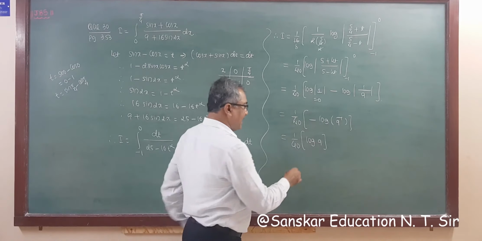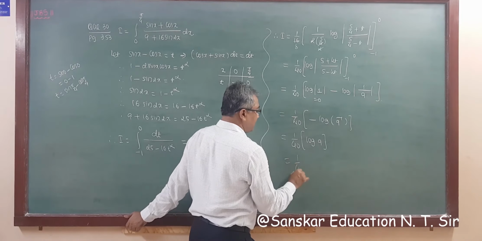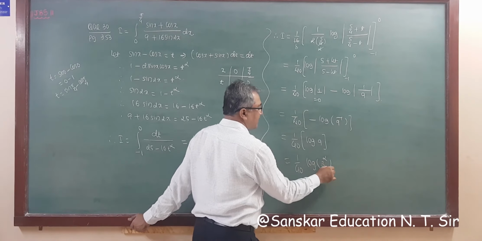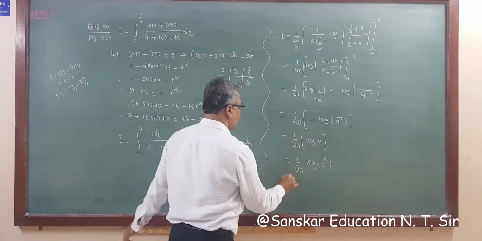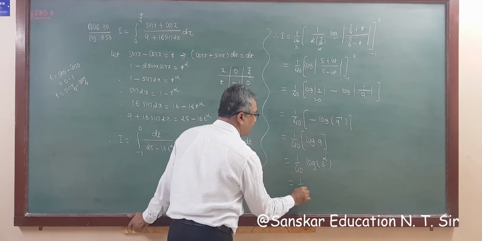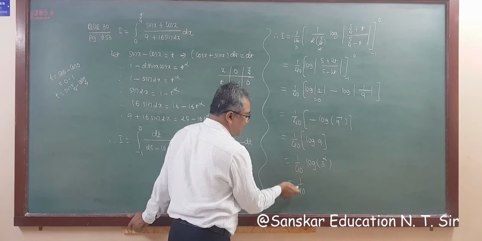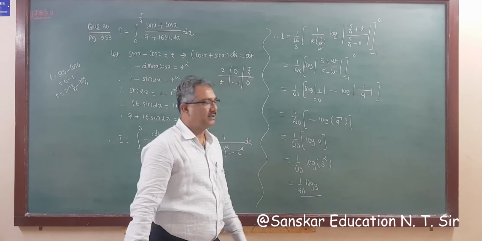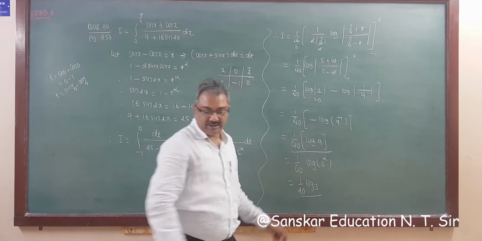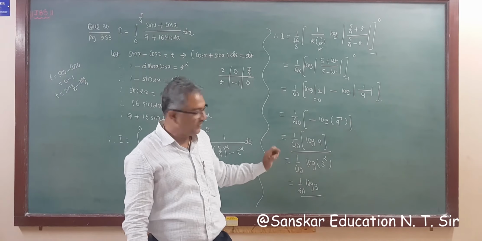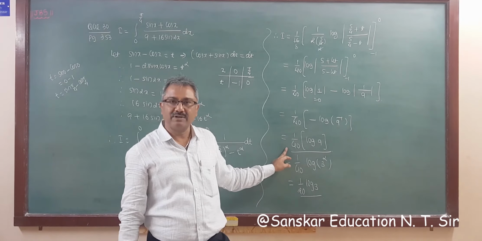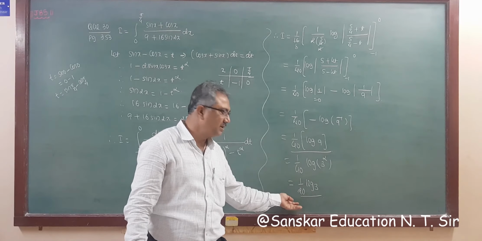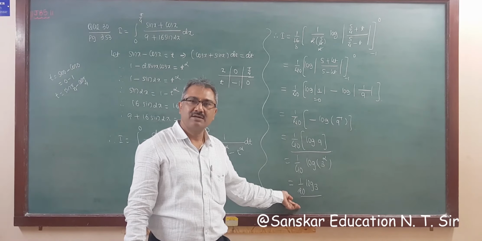Either you can write 9 as 3 square, so you can write the answer like this also, log 3 square, and this 2 comes outside. So your answer will be 1 upon 20, 2 by 40 is 20, log 3. This is also a correct answer, right? And this is also a correct answer. I think in your textbook 1 upon 40 log 9 is given as the answer. So this is your final answer, or you can simplify, this will also be an answer, right?